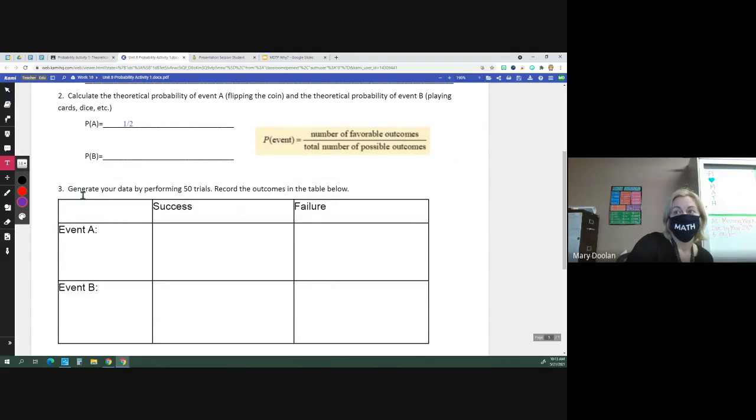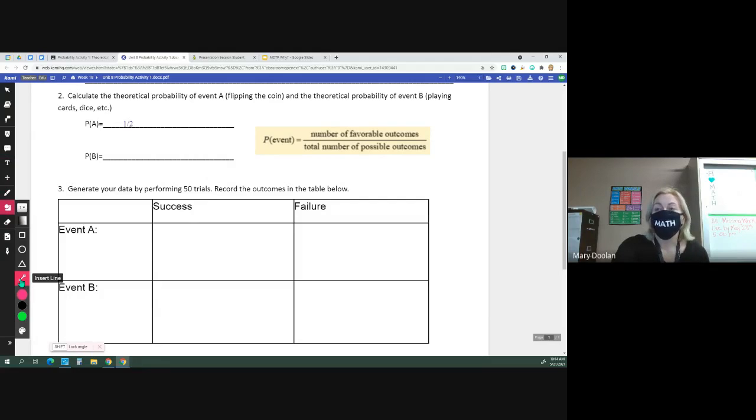Then you're going to generate your data by performing 50 trials and record the outcomes in the table below. On here, there is a shape tool, a line tool, if you want to use that to do tally marks. My first event here is flipping a coin, event A, and I'm just going to keep doing this and recording it. So I just got heads.